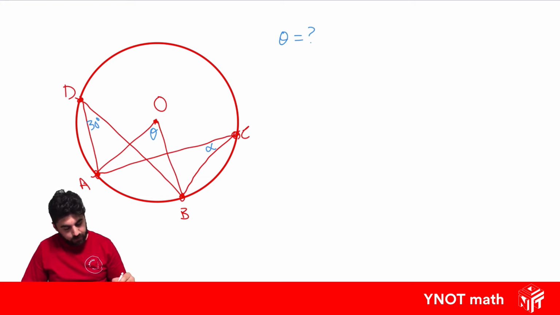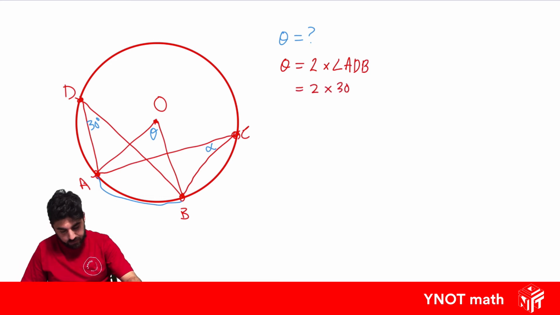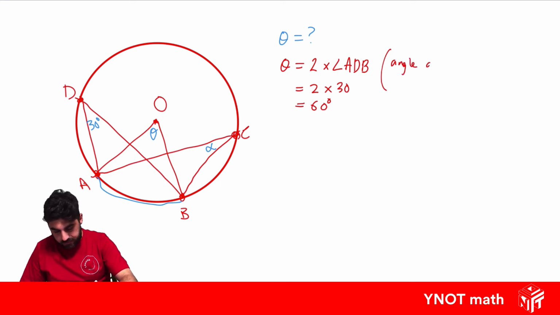Okay, so the first thing we want to do is figure out what theta is. Here, we're going to use the fact that the angle at the center is twice the angle at the circumference if they're standing on the same arc. Hopefully you can see that using this arc here, this angle at the center is on the same arc as this one at the circumference. So we can say that theta has to equal twice the angle ADB. So it equals 2 times 30, which is 60 degrees. And the reason for that is that the angle at the center is twice the angle at the circumference.